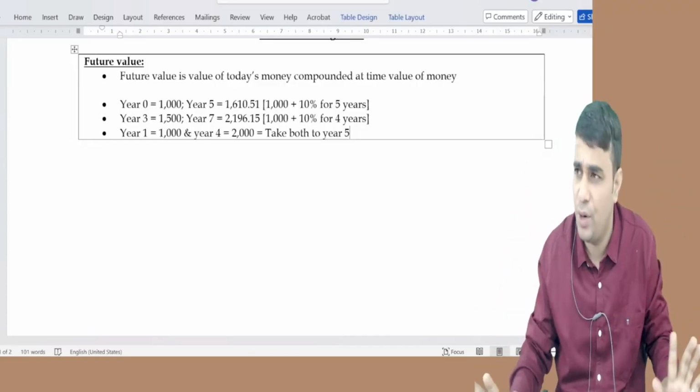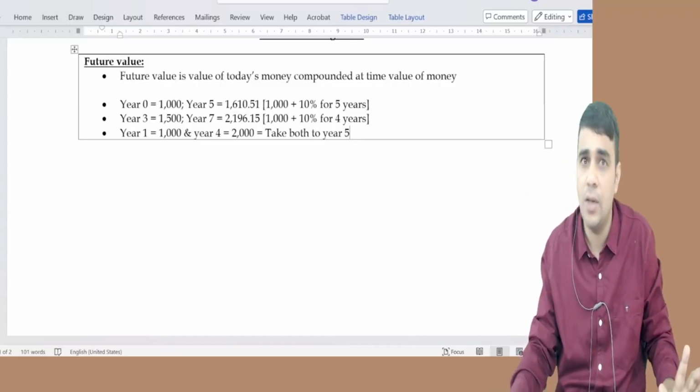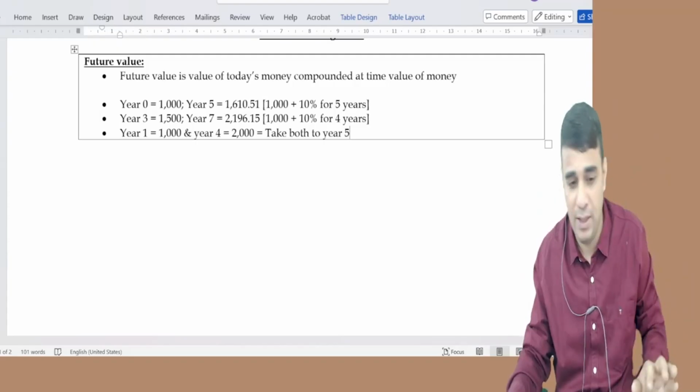No need to do calculation. This is called future value. What is future value? Taking it to a future time period.